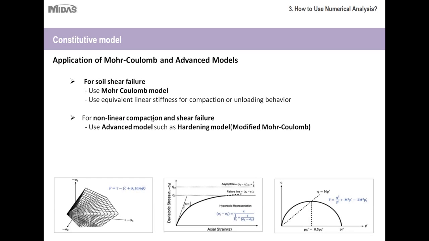And now for nonlinear compaction and shear failure, you can use the advanced constitutive model called the modified Mohr Coulomb model, also known as a hardening model. So that's the main thing to keep in mind from this slide: the Mohr Coulomb model is used for simpler, more straightforward numerical analysis, whereas the modified Mohr Coulomb model is used for more advanced analysis.